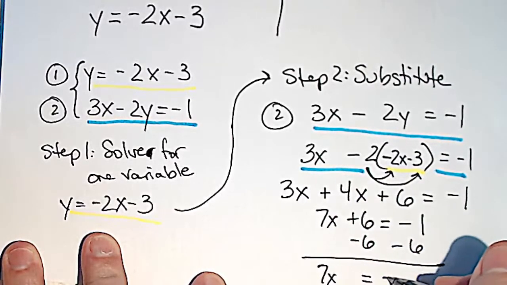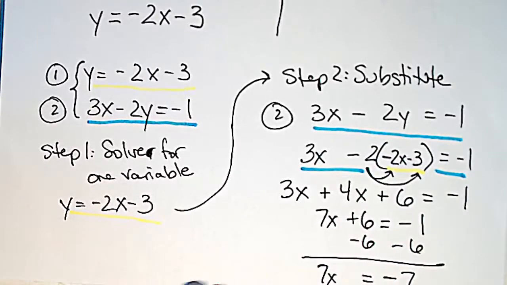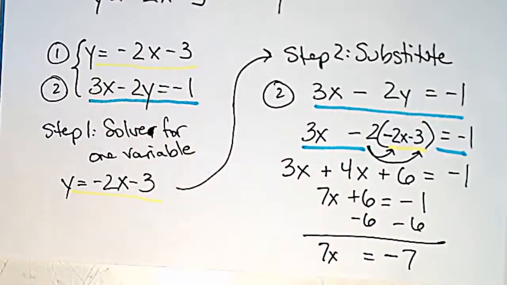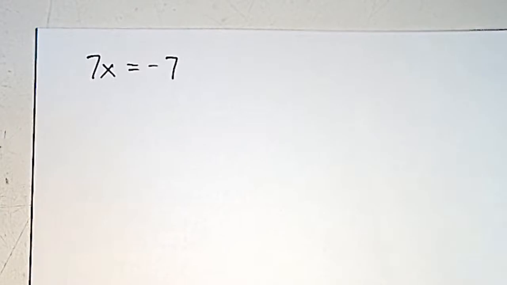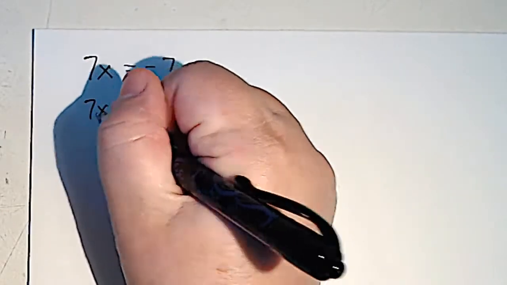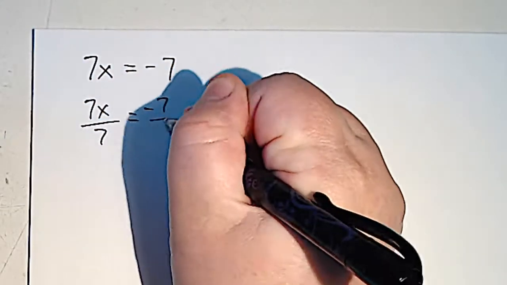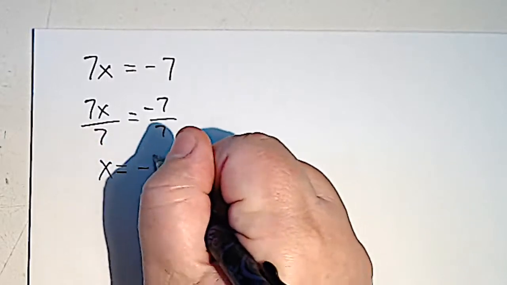7x equals -7. Now you're going to have to hold that thought because I've run out of paper, but I'm pretty sure y'all know what this means. If I have 7x equal to -7, then the next step, of course, is just to divide by 7. And I get x equals -1.